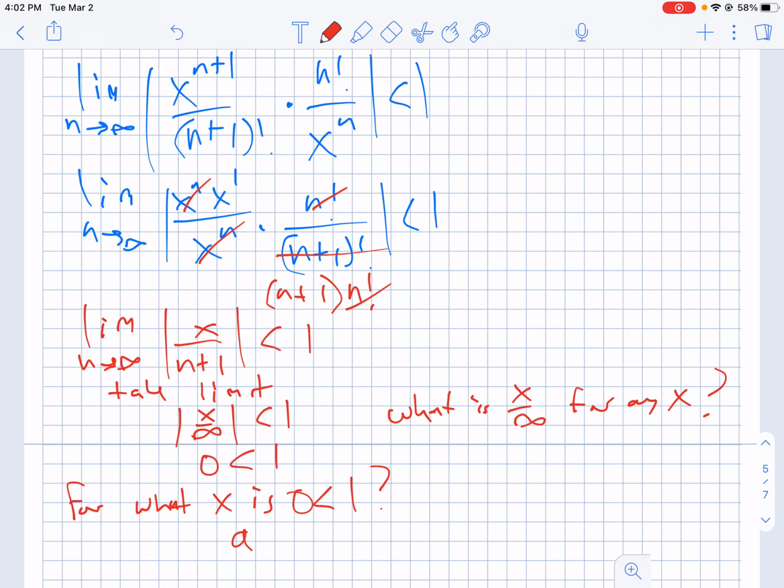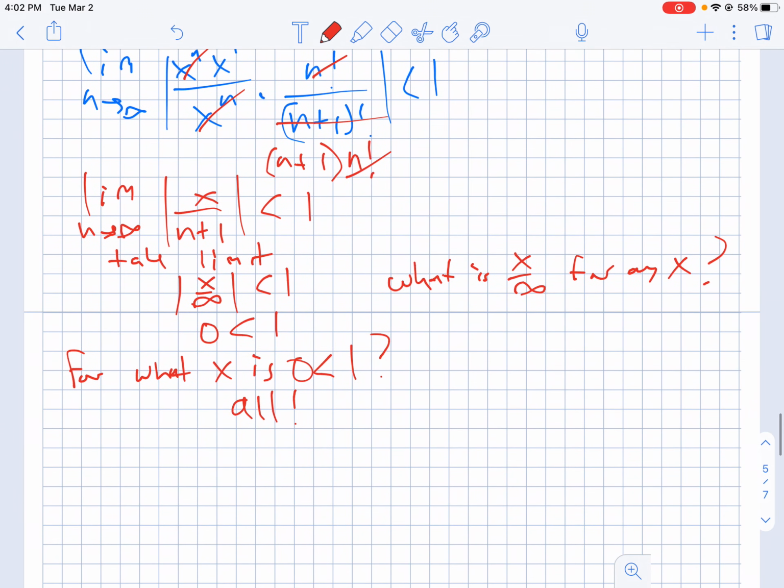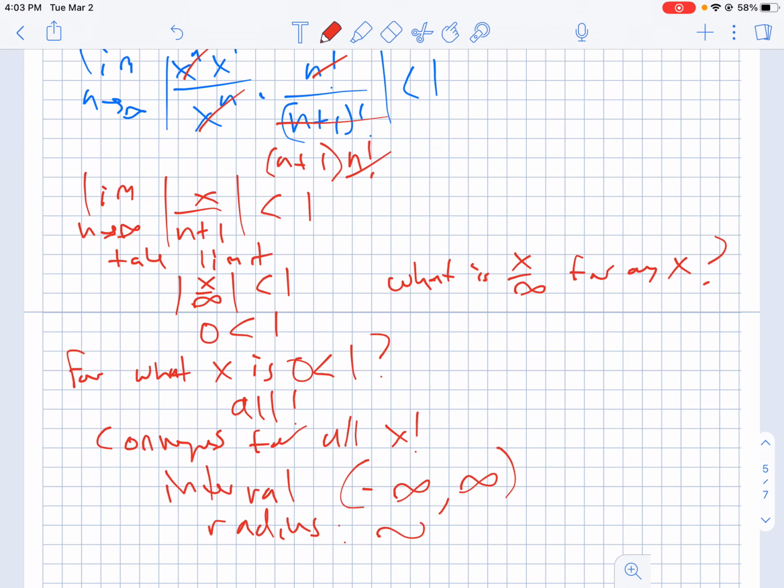Well, all of them, right? No matter what x value you pick, 0 is always less than 1. Any number over infinity is going to be less than 1 no matter what you pick. So what that means is this series converges for all x. So your interval is all the x values from negative infinity to infinity, and your radius is actually infinite.